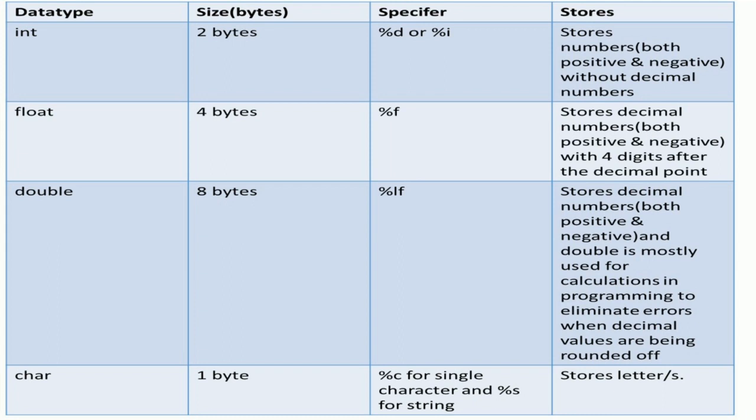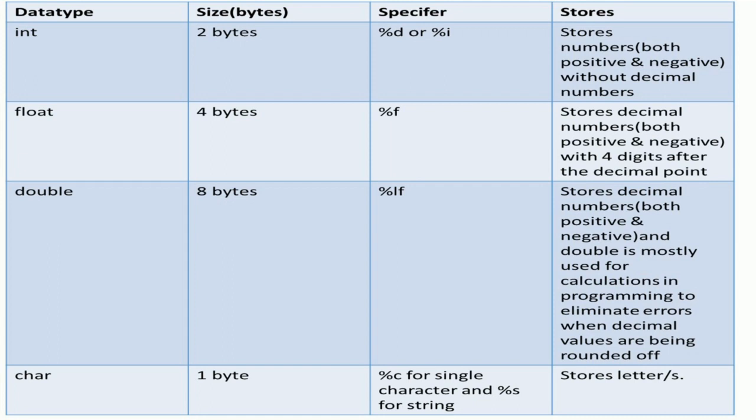So when you have to store a value, you have to declare scanf statement, and in that you have to write %f for float. It stores decimal numbers both positive and negative with 4 or even 6 digits after the decimal point. Double stores 8 bytes of space and its specifier is %lf. It stores decimal numbers, and double is mostly used for calculation in programming for error free answers when decimal digits are rounded off.